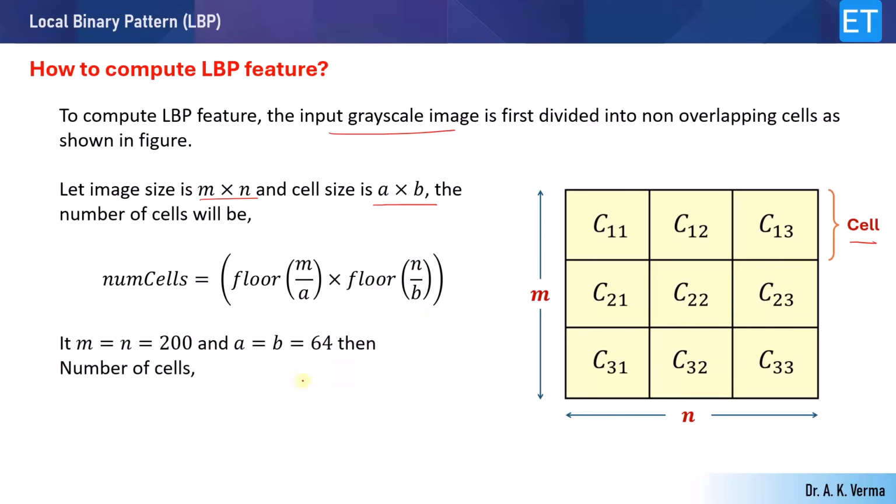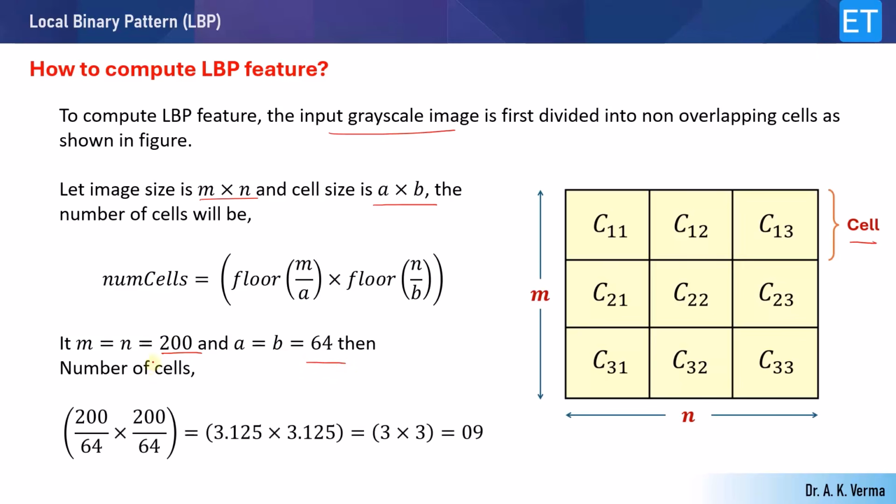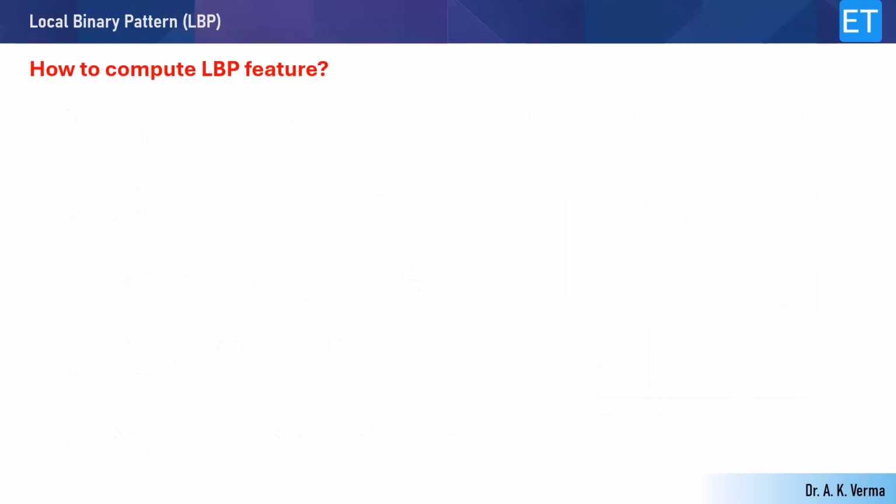So you can take one example. If my image is a square image of size 200 by 200 and I choose the cell size as 64 by 64, then the number of cells will be 200 upon 64, 200 upon 64, that is 3.125. So by the floor operation it is 3. So total 9 cells will be there, as you can see in this image. Sometimes we take the whole image as a single cell. So that is also possible. You can find one LBP for the entire image, considering it as a single cell.